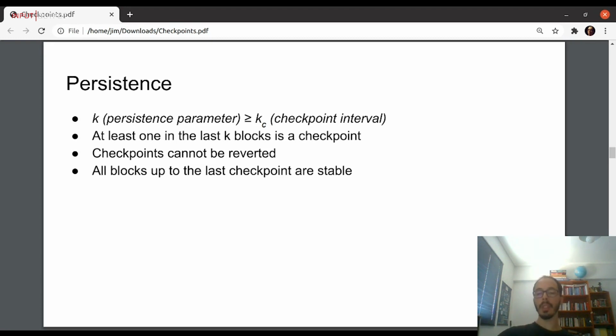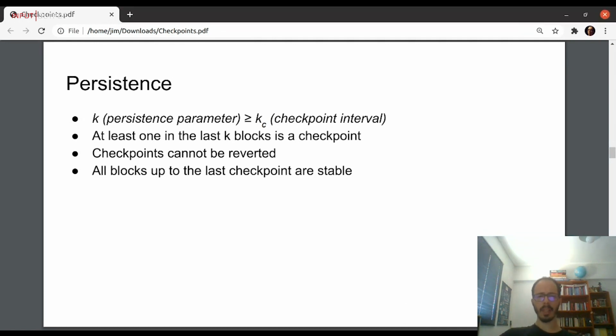checkpoints a block and nobody ever drops a checkpointed block, every block before this checkpoint that is in the latest k blocks will never be reverted. So practically, all blocks up to that checkpoint are stable. And this is a pretty straightforward way to guarantee security.